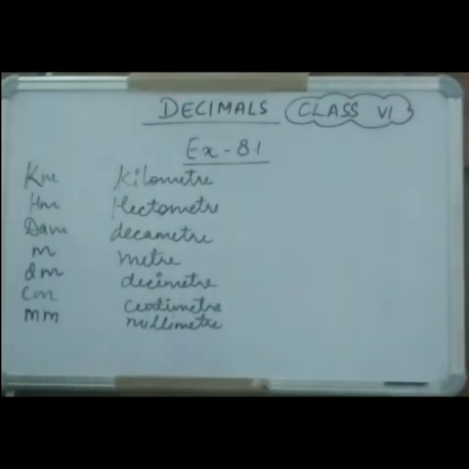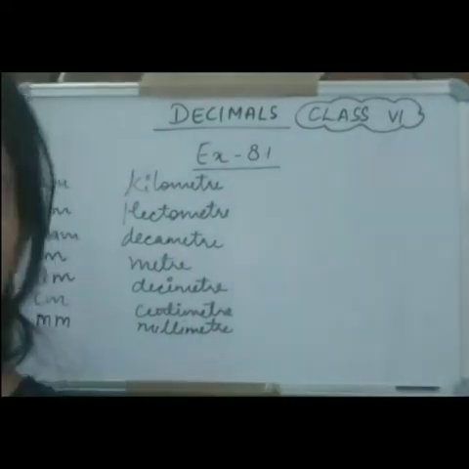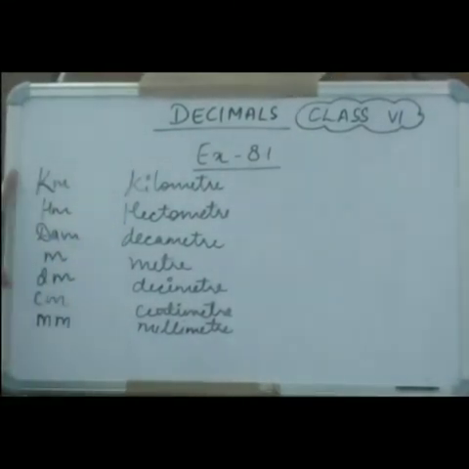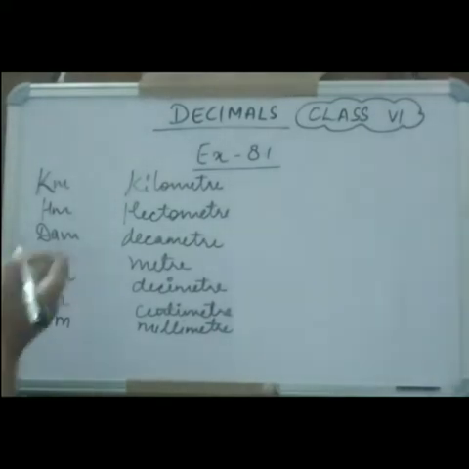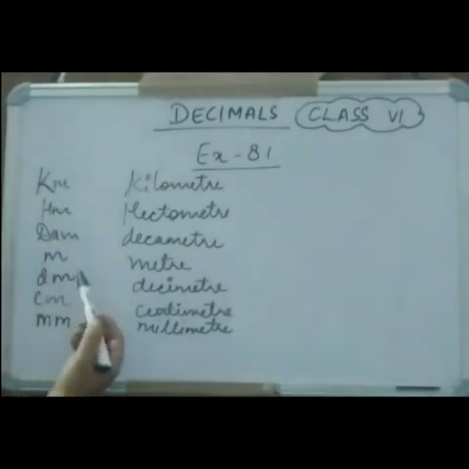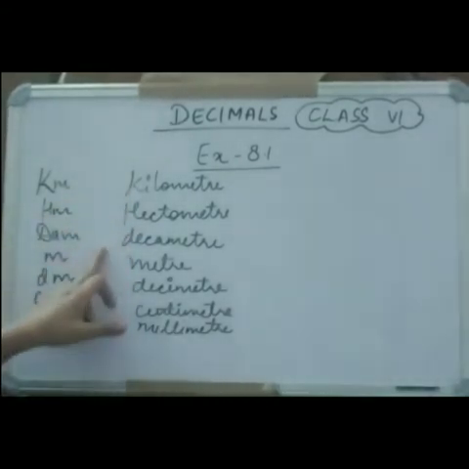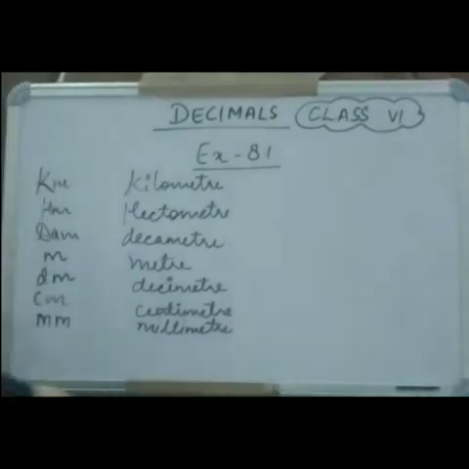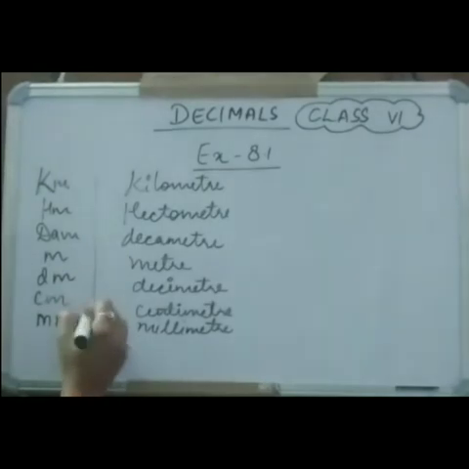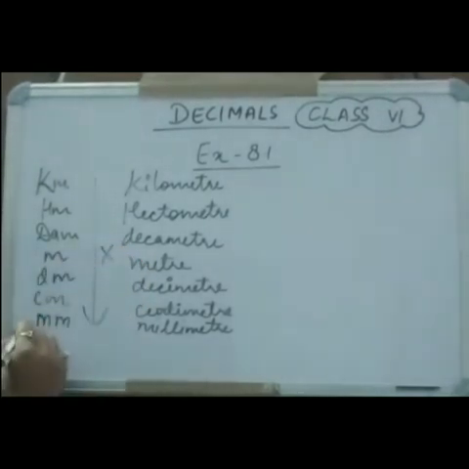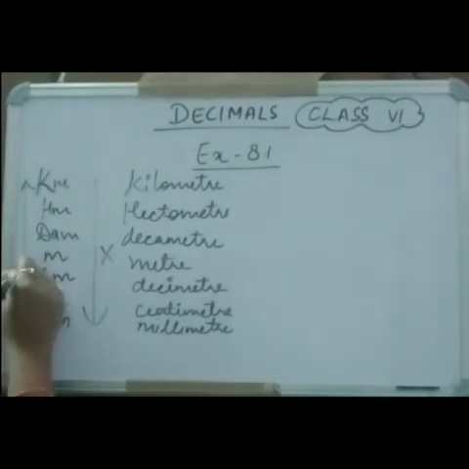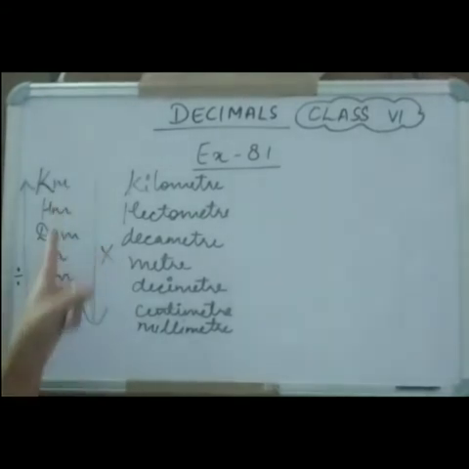Now we have to do question number 6. Express the following centimeter using decimal. Before that we have to see these units. The 7 basic units of measurement are kilometer, hectometer, decameter, meter, decimeter, centimeter and millimeter. These are the bigger units and these are the smaller units. When we go from a higher unit to a smaller unit, we multiply, and when we move from a smaller unit to a higher unit, we divide.